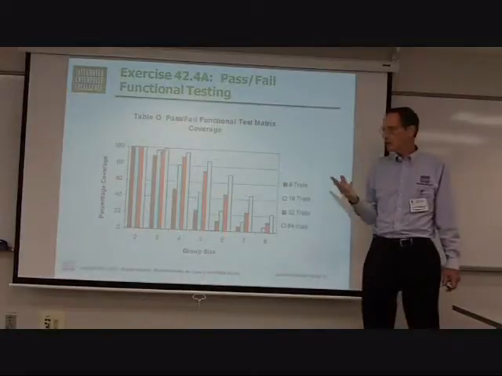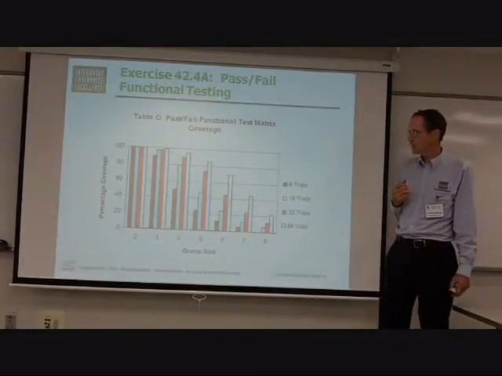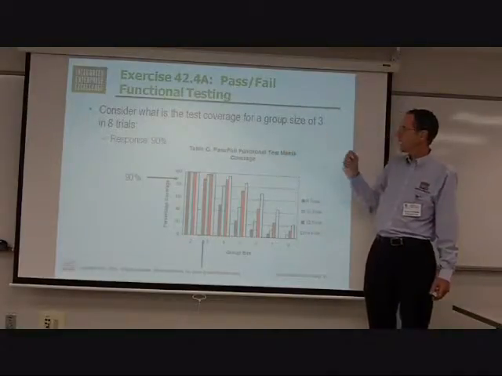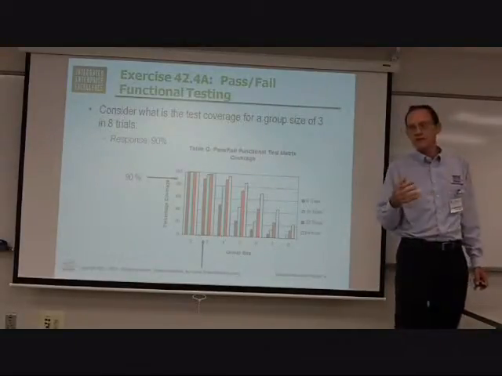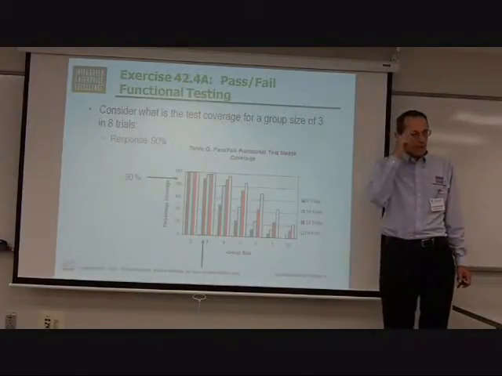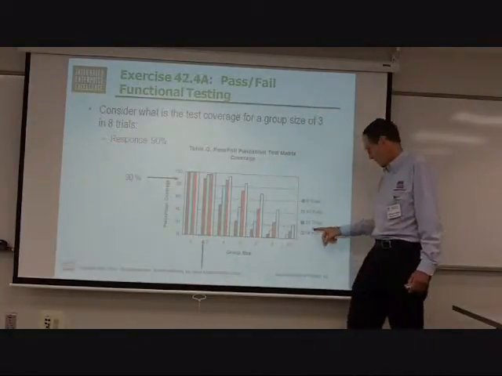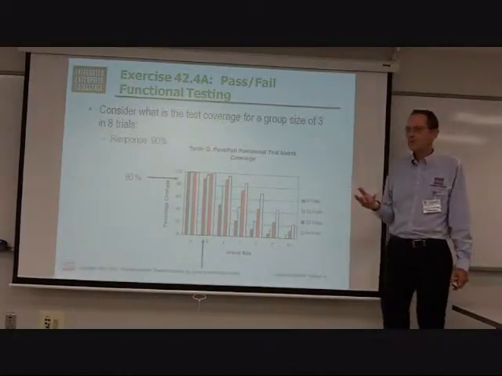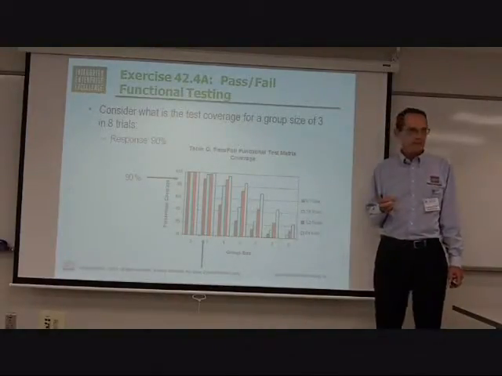But we're going to be using those particular matrices to look at this using pass-fail functional testing. So, for example, if we do 8 trials in group size 3, in that case we could actually look at 7 factors in 8 trials. So we have 7 factors, each at 2 levels, and we're only doing 8 trials. If you look up here and follow the black bar, which is 8 trials, you'll notice that you get 90% coverage. So I'm doing basically 90% of all possible combinations of factor levels that you might have.